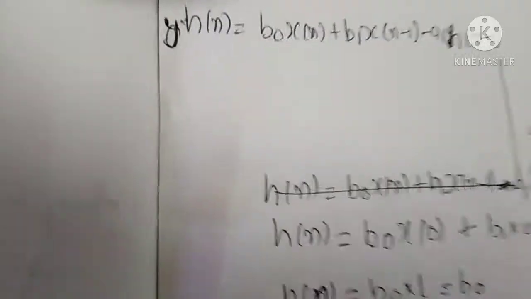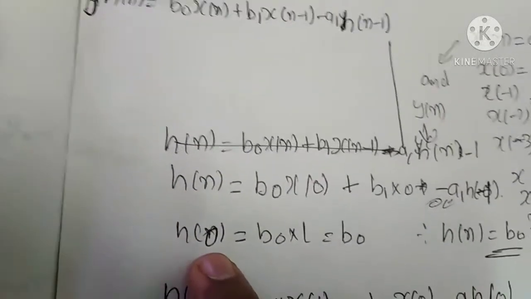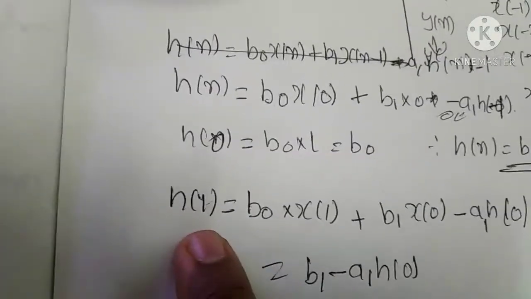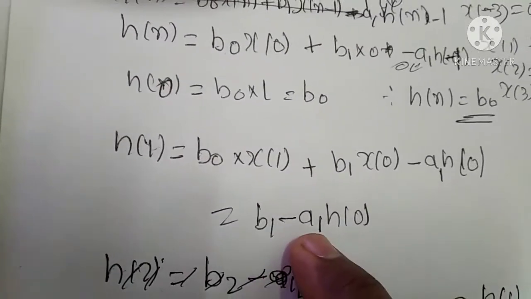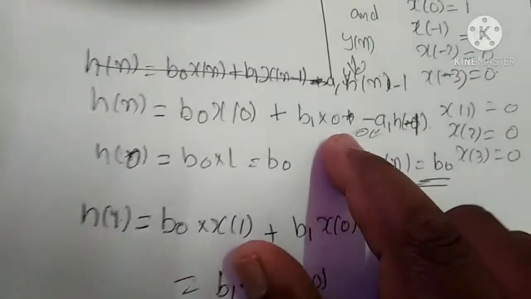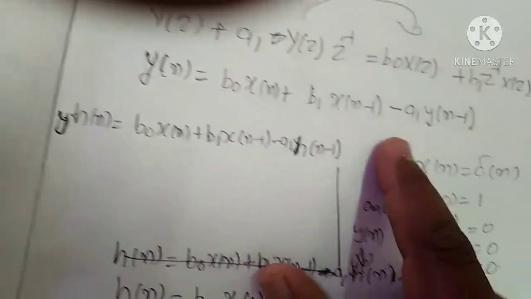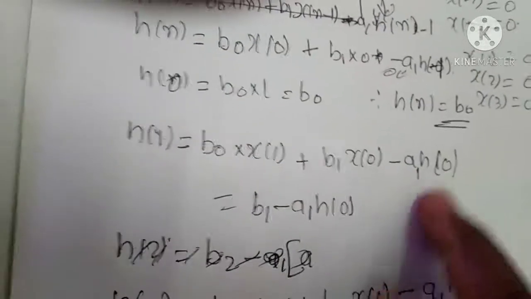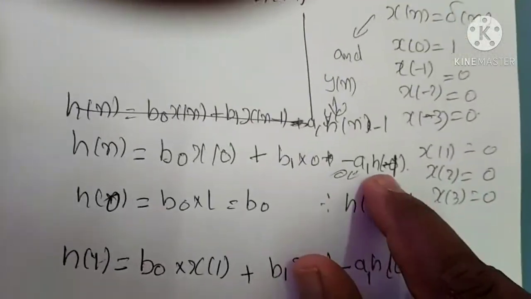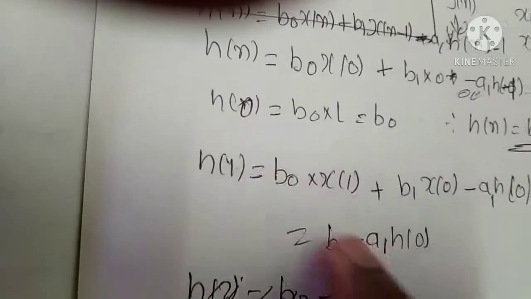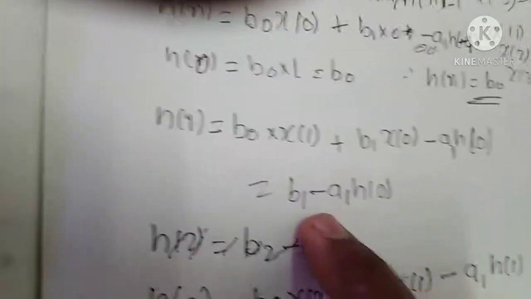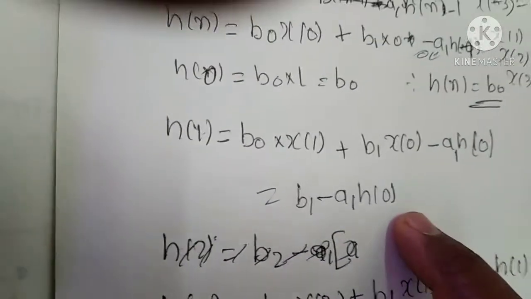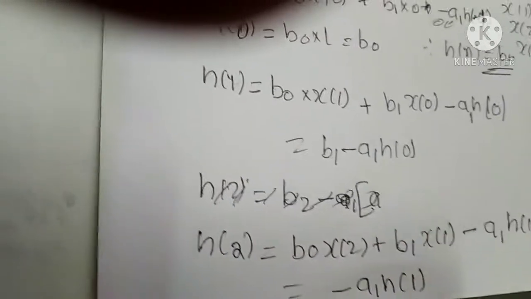Okay, so now we substitute the value for n. If I substitute the value of n is equal to 0, we get b0. If I substitute the value of n is equal to 1, we get the value b1 minus a1 into h of 0. So y of n minus 1 in the equation can be written as h of n minus 1. Previously we got h of minus 1, which is not present, so we take it as 0. H of 0 is present, which we have calculated in the previous value, so putting the value, we get b1 minus a1 into h of 0. Like this we can simplify.